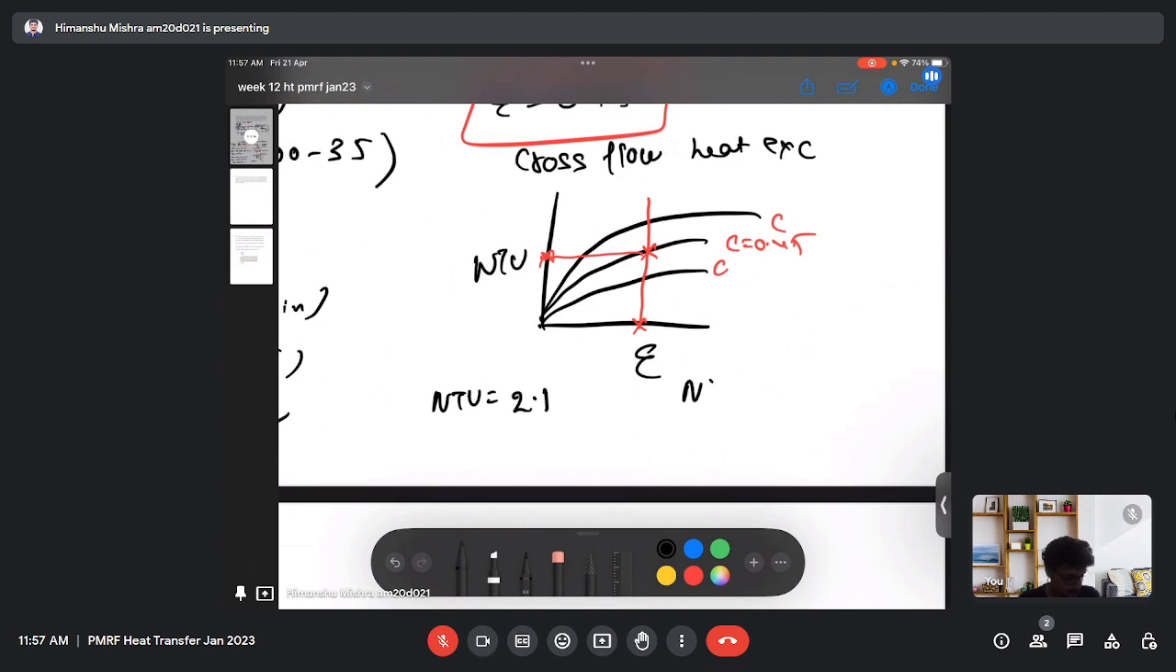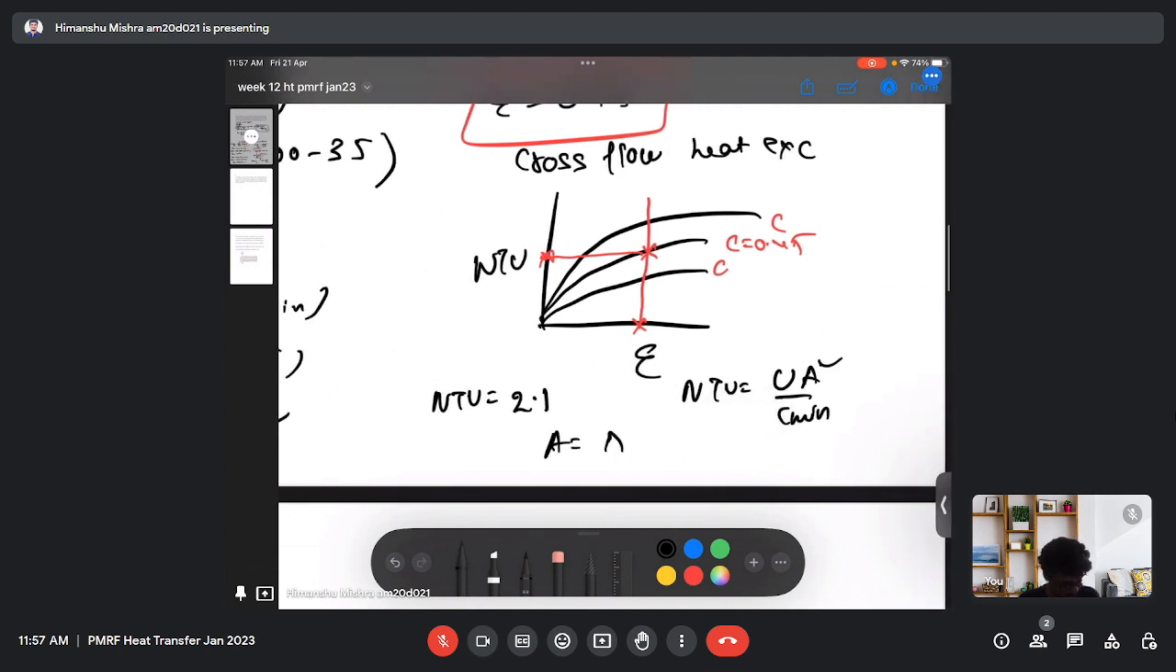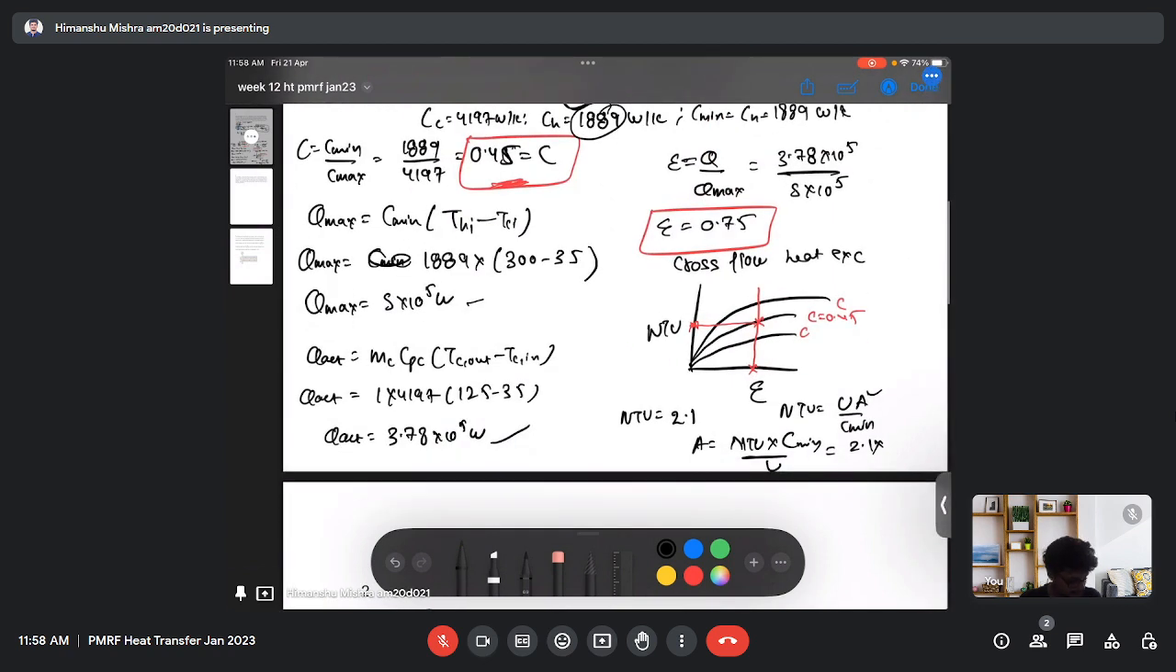Then I can use the NTU formula to calculate the area. My minimum heat capacity is this 1889, and my overall heat transfer coefficient is 100. So on calculating this, my area will be 39.7 meters squared.